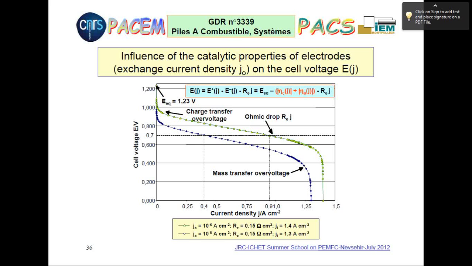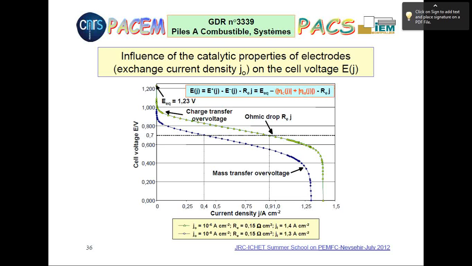So you see, if you have a current density changed from 10 to the minus 8 to 10 to the minus 6, you shift the curves by 120 millivolts per decade, so you greatly improve the characteristic at 0.7 volt. Your current density goes from 0.4 to 0.9. So you have an increase of the specific energy, specific power.